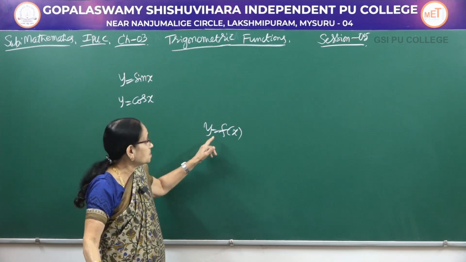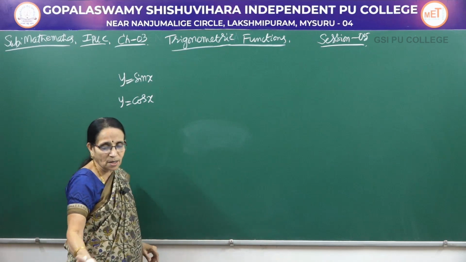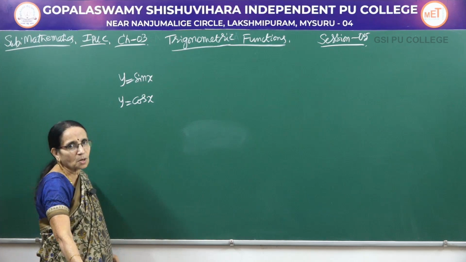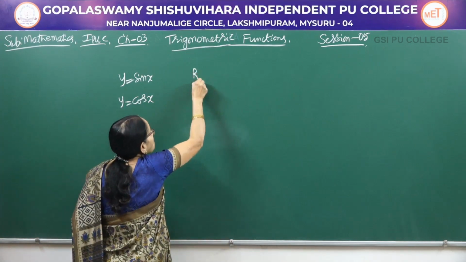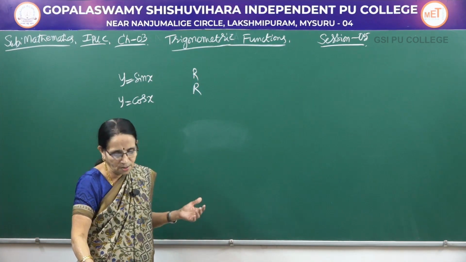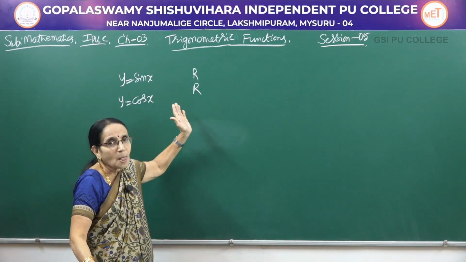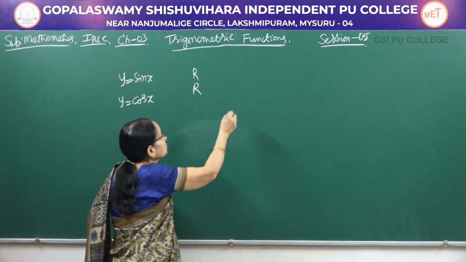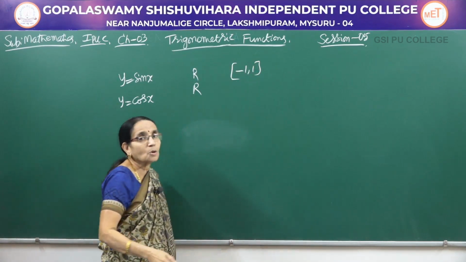Now, here I had written it in general; in particular we can write it as y equal to sin x. Here I am considering the trigonometric functions y equal to sin x and y equal to cos x. So, what is the domain of this one? For both of them, the domain is the set of real numbers. Any real value you can assign to x here. And what would be the range here? For both of them, it is [-1, 1], the closed interval.